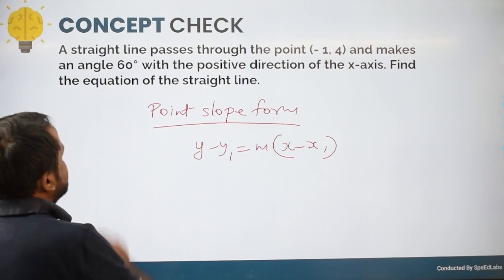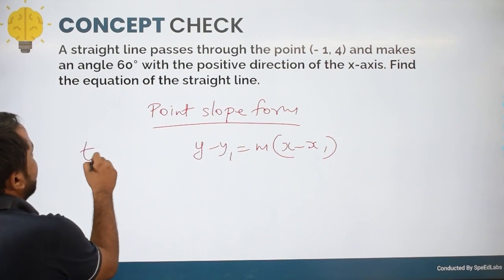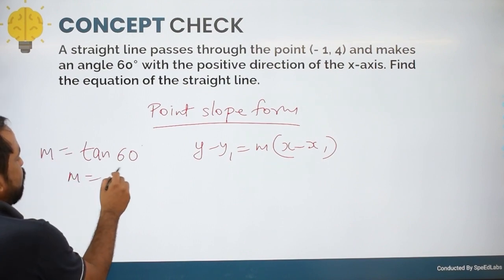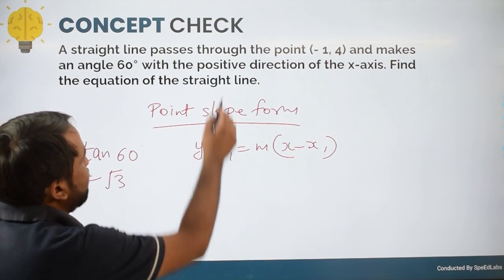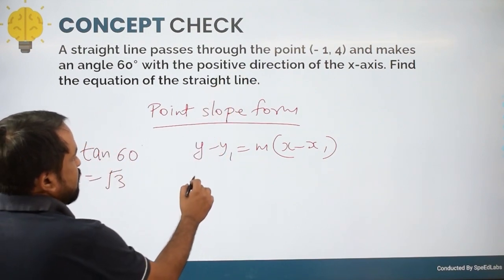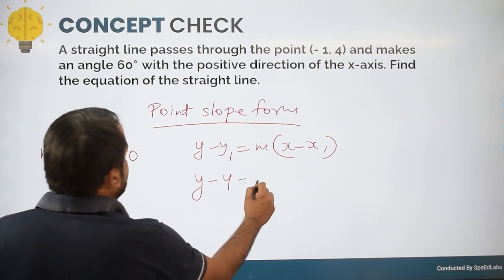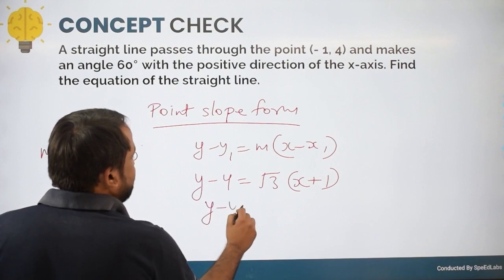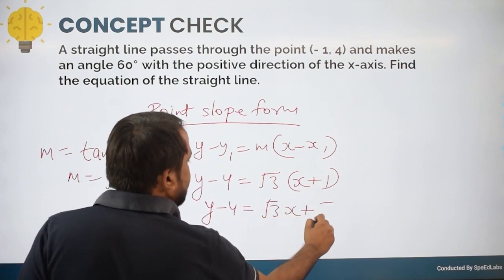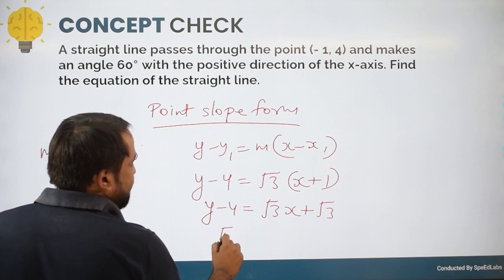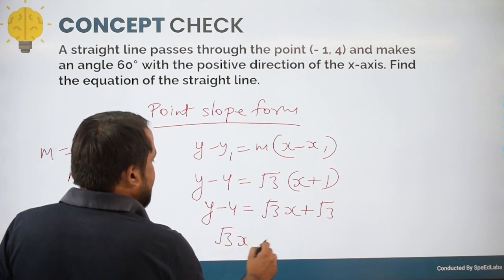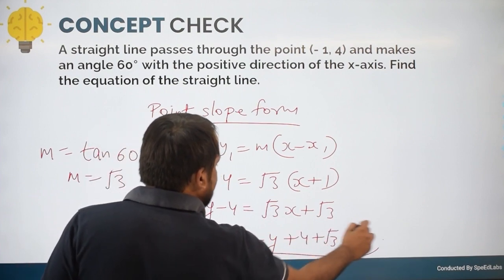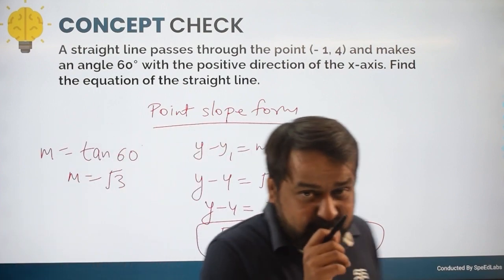So right now in this question, tan 60 degrees will be the slope because the angle with the positive direction of the x-axis is given to us. So the value of m will be root 3 here, and x1, y1 is also given to us, which is minus 1 comma 4. So y minus y1 is equal to m multiplied by x minus x1. So y minus 4 is equal to root 3x plus root 3, and if we simplify it, root 3x minus y plus 4 plus root 3 is equal to 0. This is the standard equation. This is the equation of the line that we are getting.